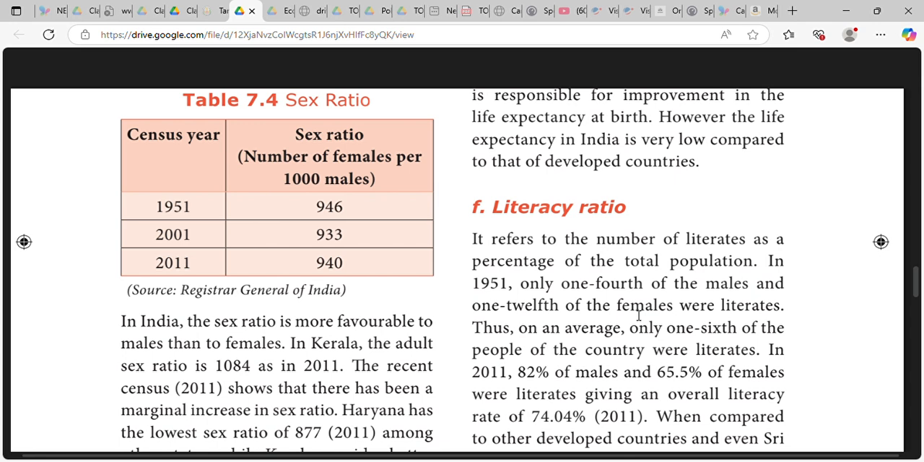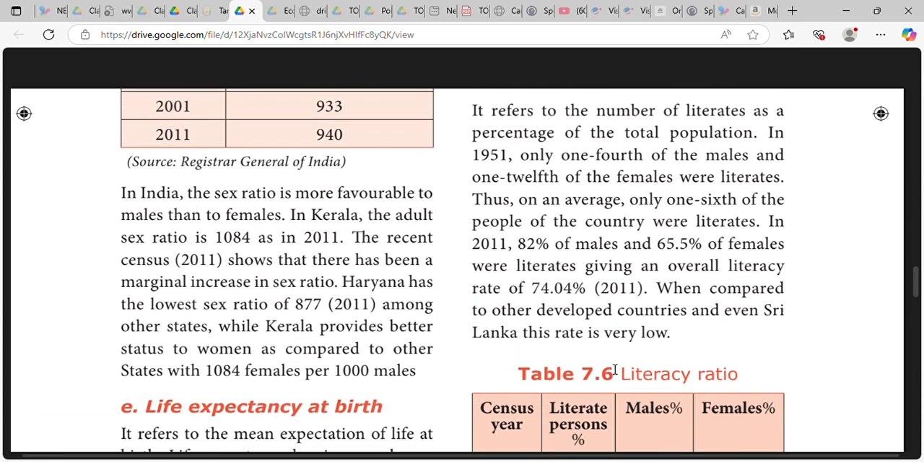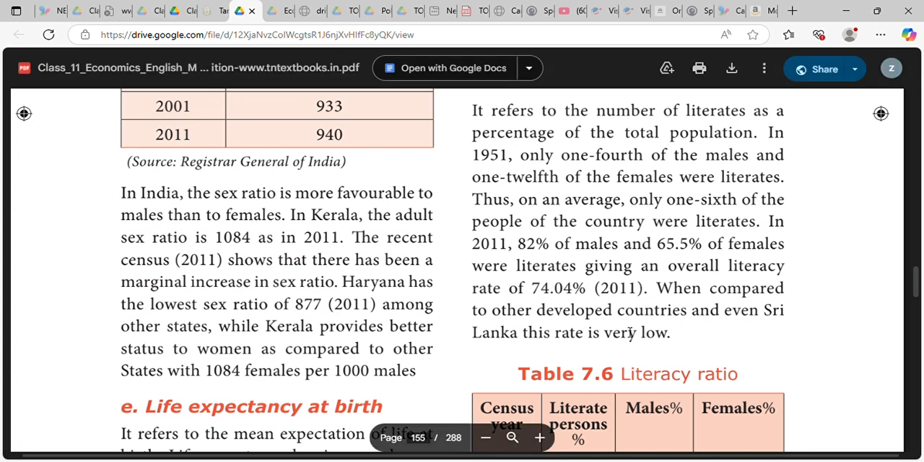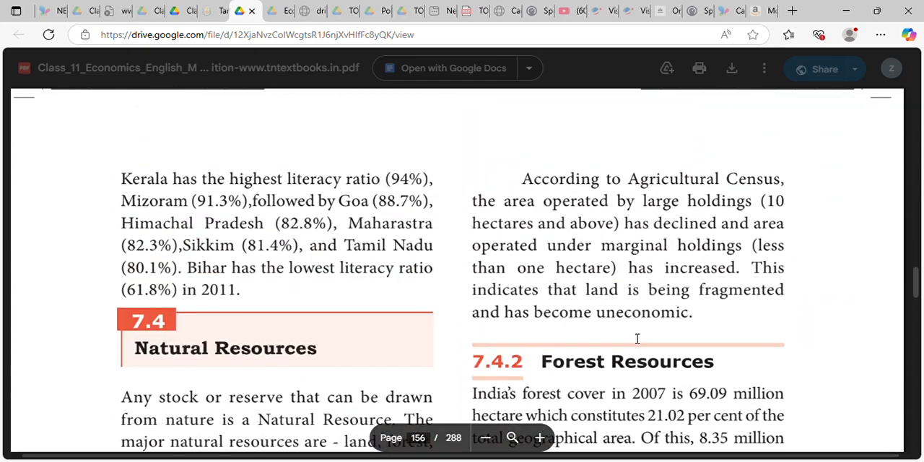Literacy refers to the number of literates as a percentage of the total population. In 1951, only 1/4 of the males and 1/12 of the females were literates. Thus, on an average, only 1/6 of the people of the country were literates. In 2011, 82% of males and 65.5% of females were literates, giving an overall literacy rate of 74.04% as of 2011. When compared to other developed countries and even Sri Lanka, this rate is very low.